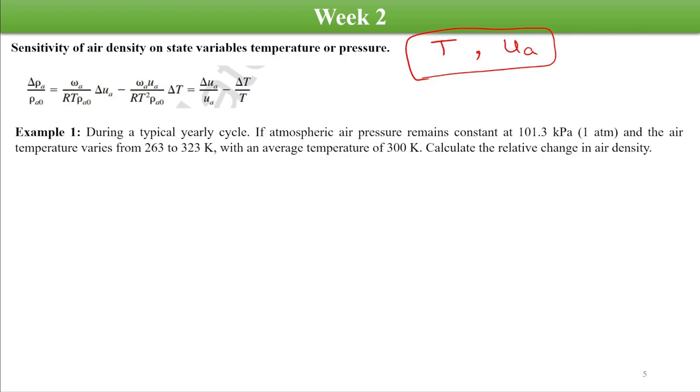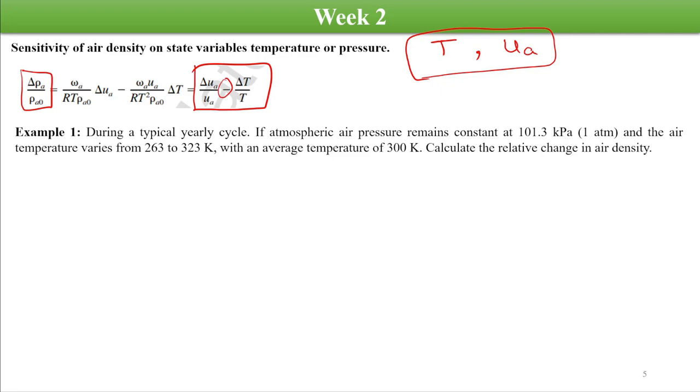They define the state of the system. Okay, so we are here to study the sensitivity of the air density on these state variables, basically the temperature and the pressure. So the formula states that the ratio of change in the air density upon the initial air density is equal to the change in the pore air pressure or the air pressure divided by the initial air pressure minus change in the temperature divided by the temperature. Fine. So the minus sign here denotes that as the temperature will increase, the density of the air will be decreasing. Okay, but as the pore air pressure will increase, the density will be increasing.